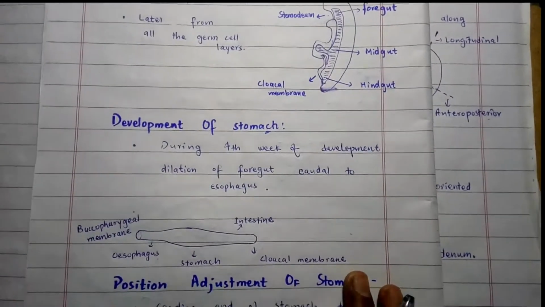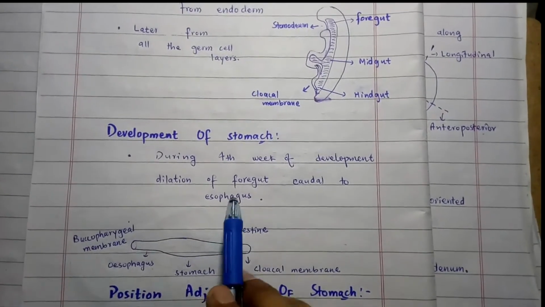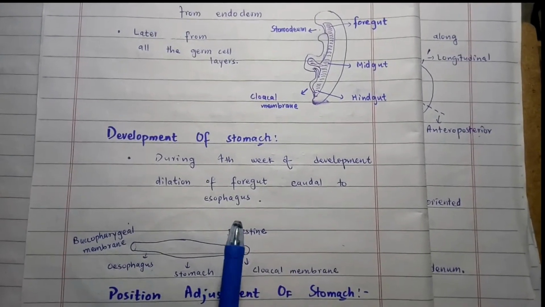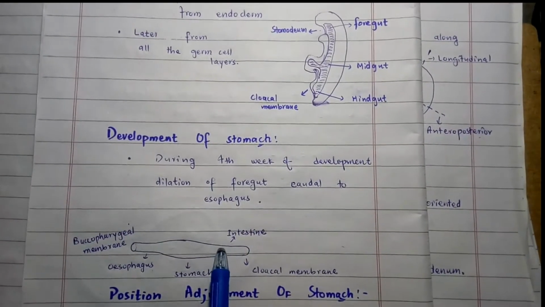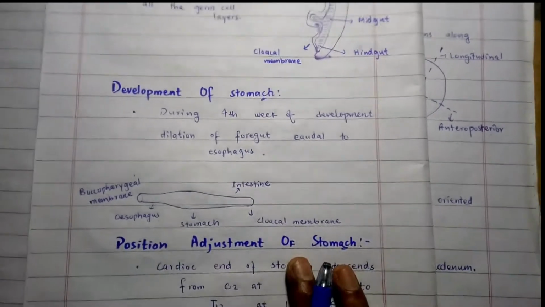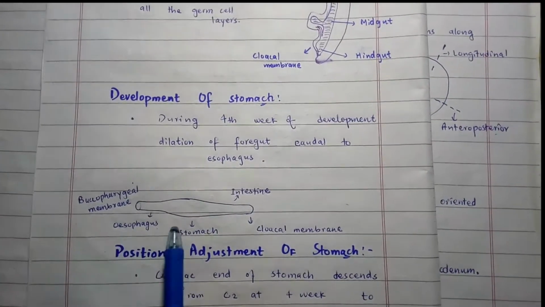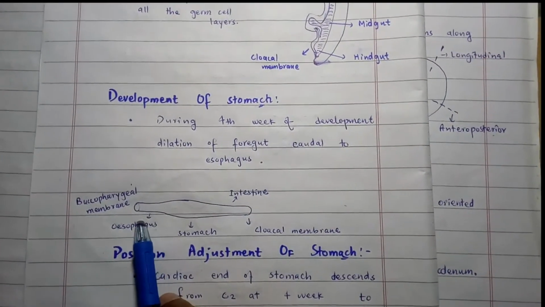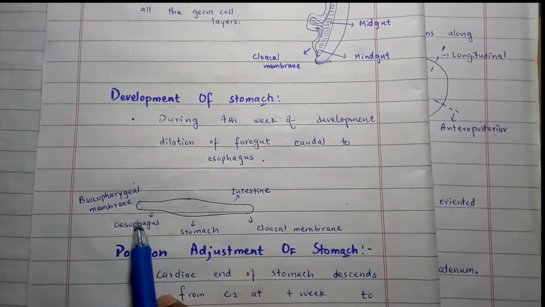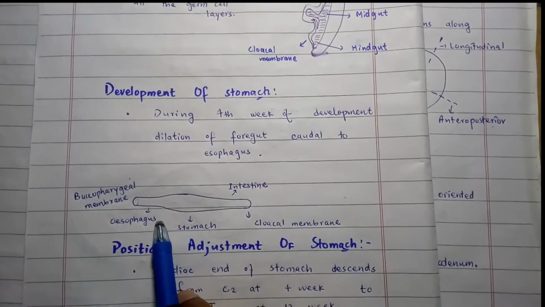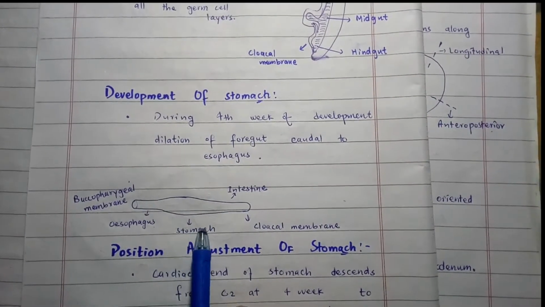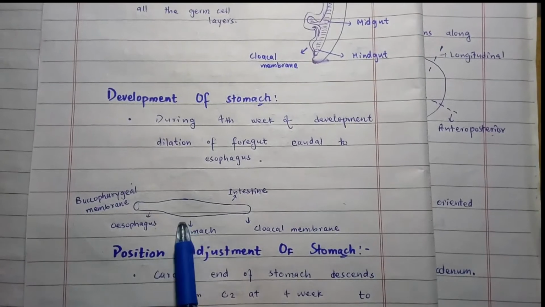Then development of the stomach starts. During the 4th week of development, the foregut dilates caudal to the esophagus and initiates the stomach. Here is the buccopharyngeal membrane, then the esophagus, the first part of the GIT, and then near the stomach, between the esophagus and the intestine, is the dilated part of the GIT.